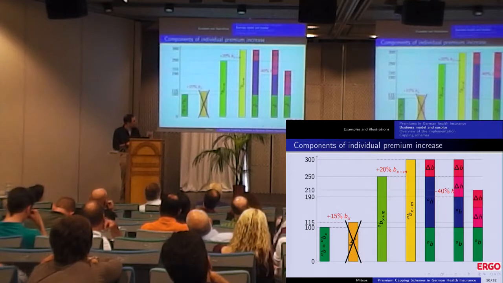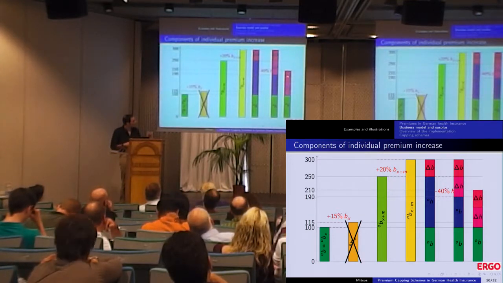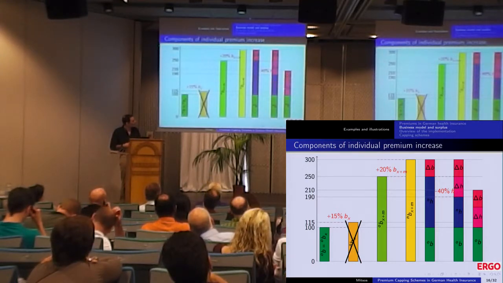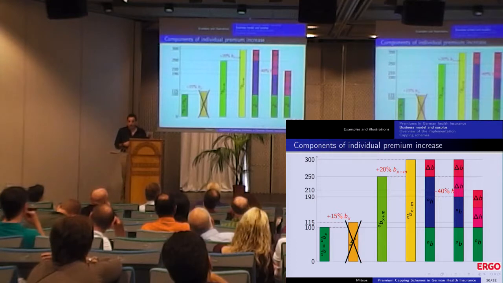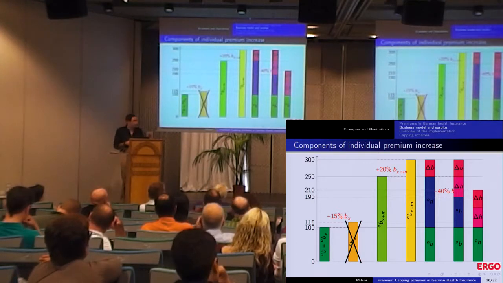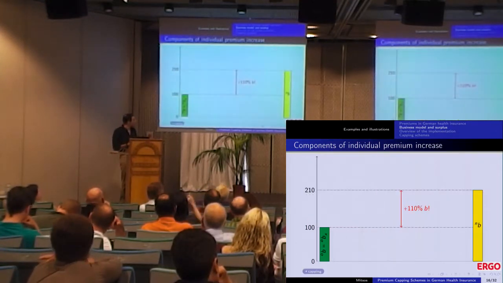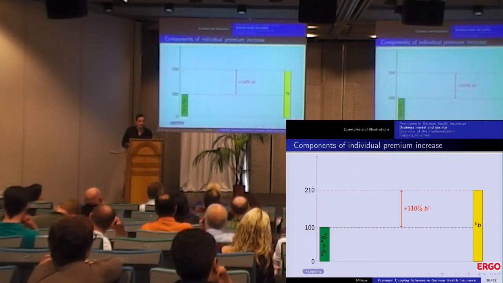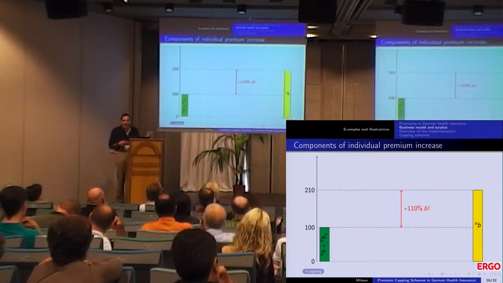This means his premium will end up being something like this. One component, the increase of the recalculation itself, and one component he lost on his discount. And what the customer sees is something like this. He sees a 110% increase, although we had something like 15 or 20.